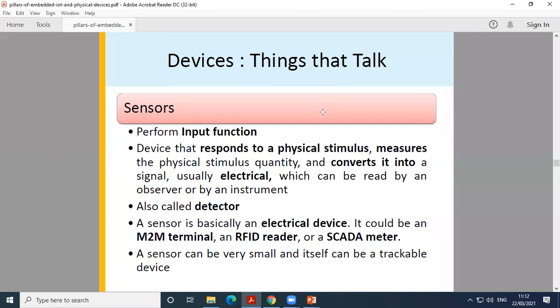If we consider the examples in the upcoming slides, we will see that several devices or several waves are there, and we have to convert those signals into electrical signals. For that we are going to use adapters.